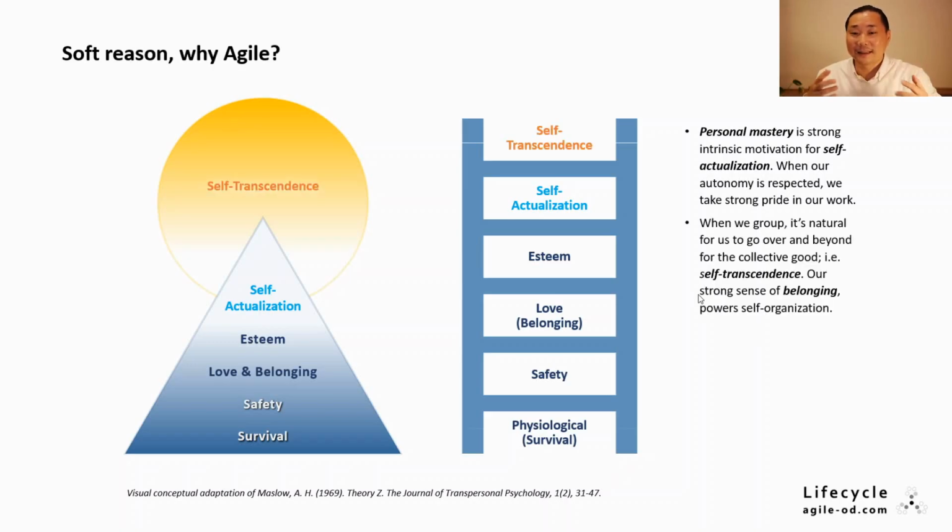self-transcendence. This is about going over and beyond for the collective good. We feel great when we contribute to others, to the team, organization, society, humanity, and beyond. A strong sense of belonging is where self-transcendence stems from and elevates. An agile organization is a fertile bed for culturing people's desire to self-actualize and self-transcend. In Agile organizations, we respect people's ability to work autonomously and to self-organize.